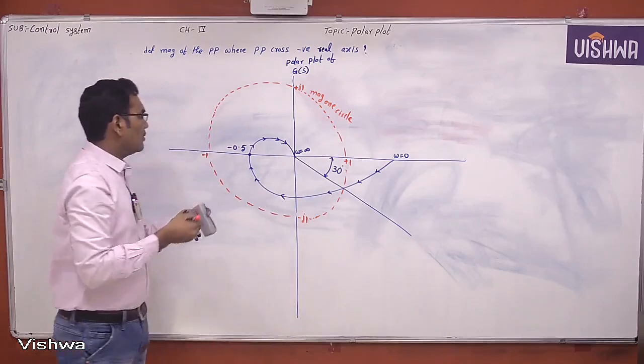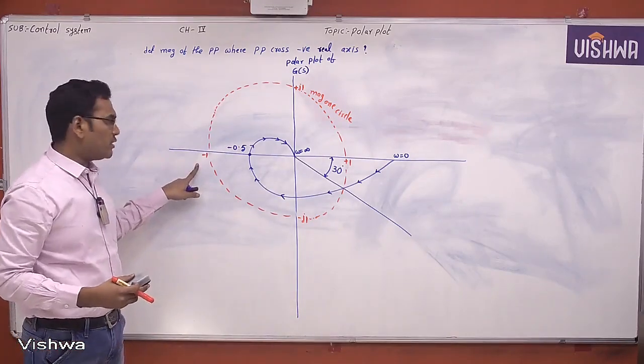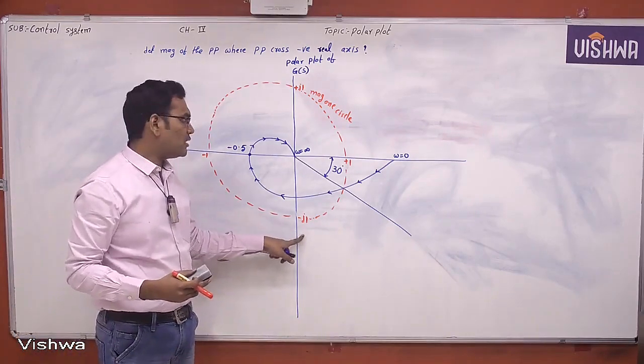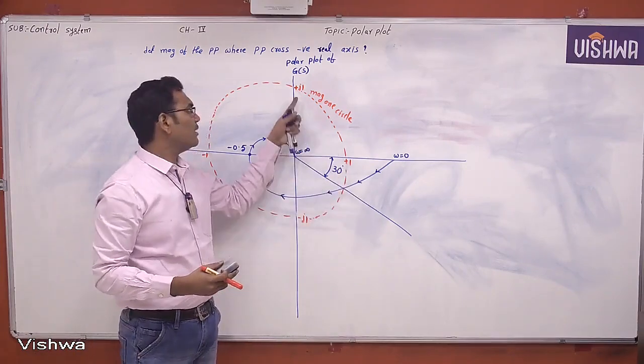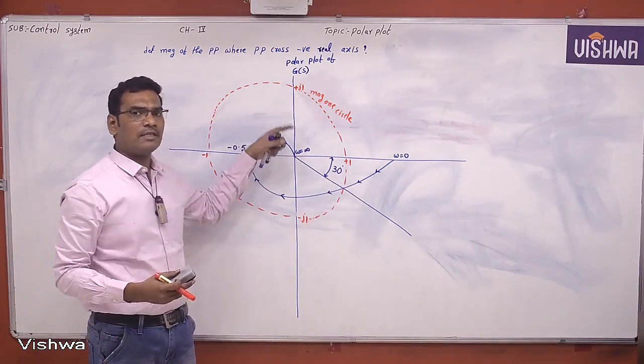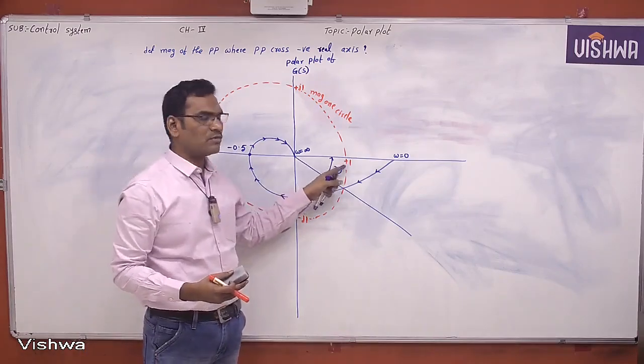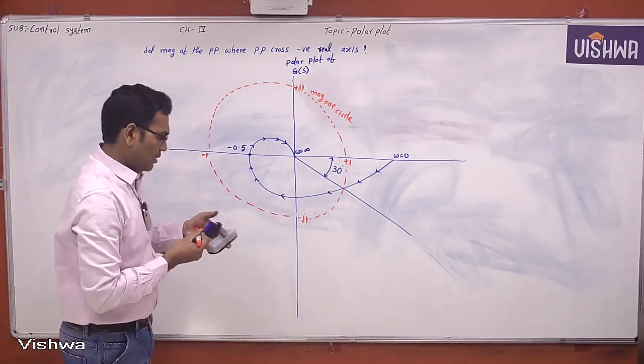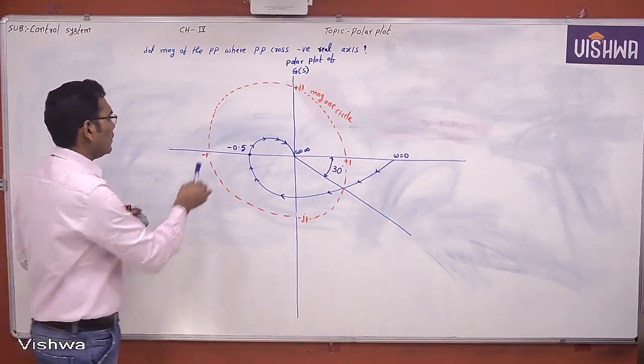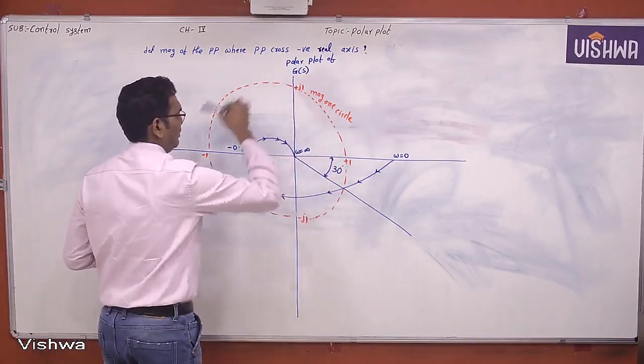Why? Because the magnitude of -1 is 1, minus j1 magnitude is 1, plus 1 magnitude is 1, plus j1 magnitude is 1. It is the square root of a square plus b square. Now see here, this is the magnitude 1 circle, right?